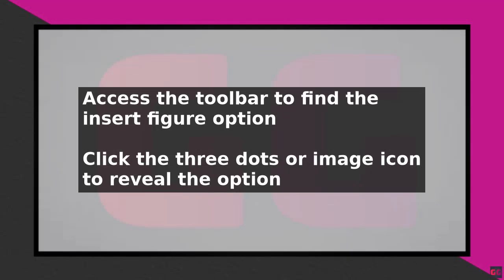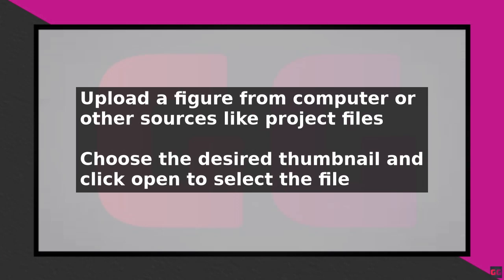To add a figure in LaTeX Overleaf, the process is relatively simple. Start by accessing the toolbar, where you will find 3 dots. If these dots are not visible due to a larger monitor or better resolution, the image icon with the Insert Figure option may be directly accessible. Clicking on the 3 dots or the image icon will reveal the Insert Figure option.